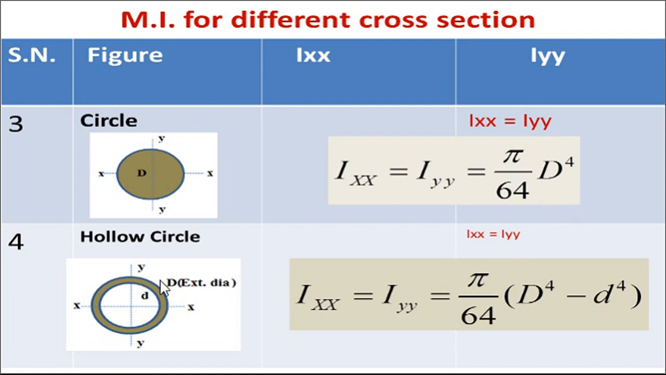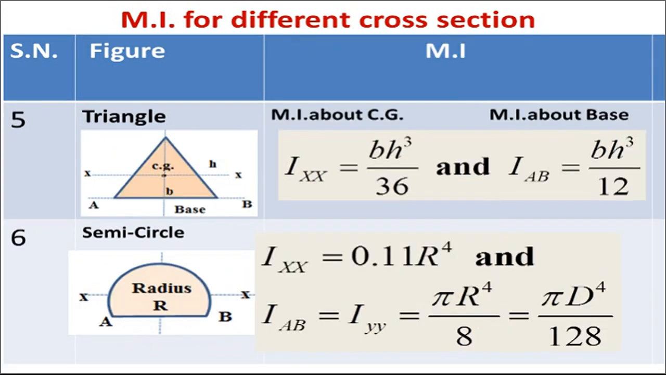For a hollow circular section, capital D is the external diameter and small d is the internal diameter. So I will take pi by 64 common: capital D raised to 4 minus small d raised to 4, or you can write pi by 64 capital D raised to 4 minus pi by 64 small d raised to 4. You will get MI about the x and y axes. Circular sections are symmetrical, so they are the same.